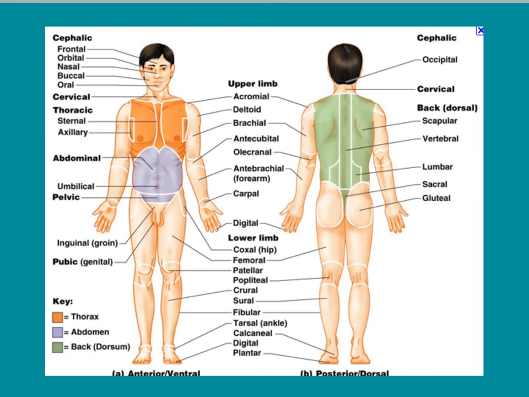This just goes over the different regions and what you are going to be responsible for. What I would suggest for these is actually looking in your book and making flashcards.